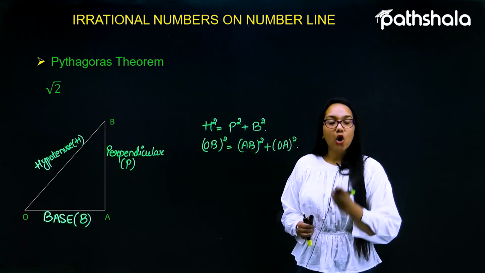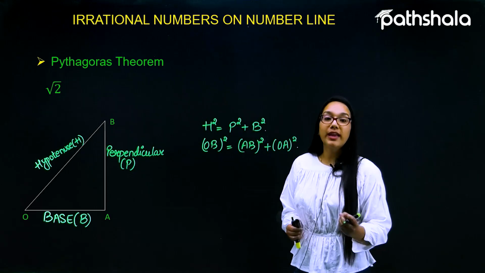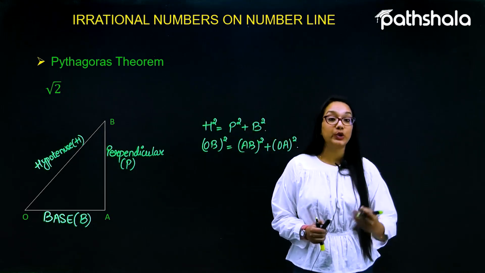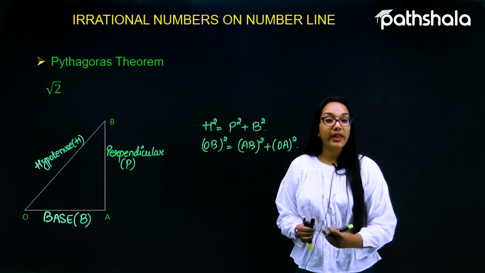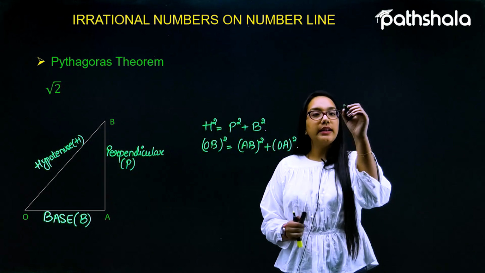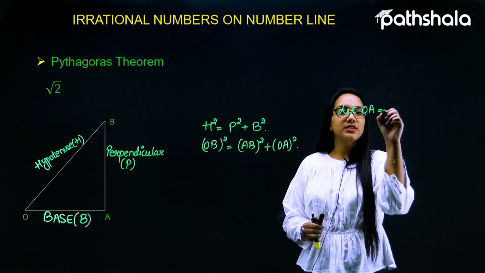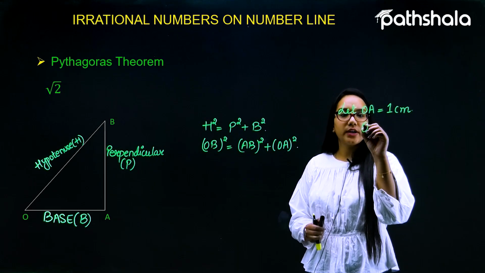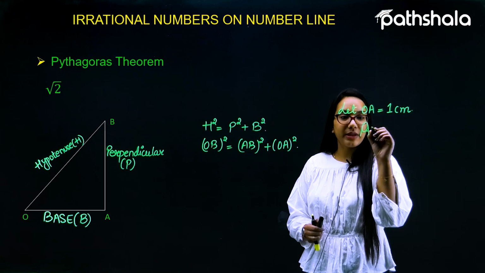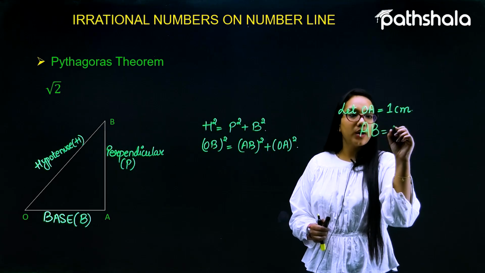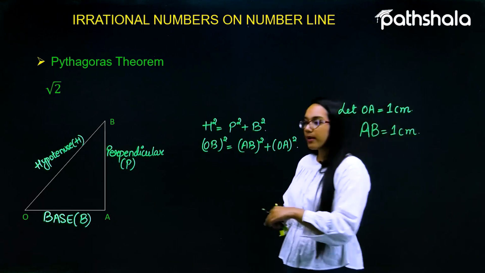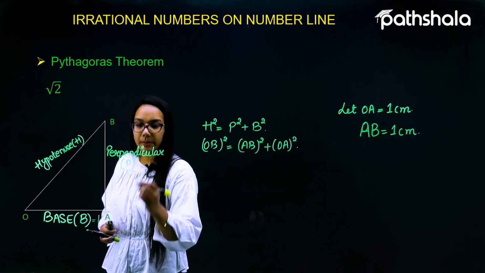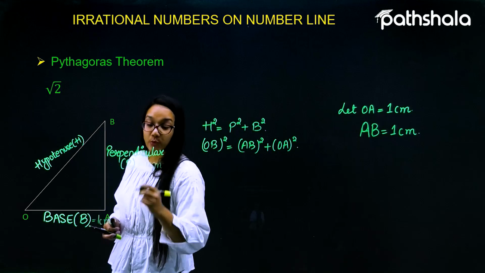Now we have to plot square root 2 on the number line. So how can we plot square root 2 on the number line? Let us suppose I take the base as 1 unit. Let us suppose I am taking the base OA as 1 centimeter, and I am taking AB, the perpendicular, as 1 centimeter as well. So I am supposing that the base is 1 centimeter and the perpendicular is also 1 centimeter.